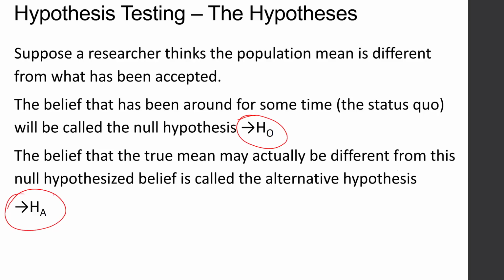In some textbooks, you'll notice this is called H sub 1. I always use letters that make a little more sense so I can remember what's what. So we'll call it H sub A. Another name for the alternative hypothesis is the research hypothesis. It's the thing you're looking for evidence of. It is the reason that you're carrying out the hypothesis test.